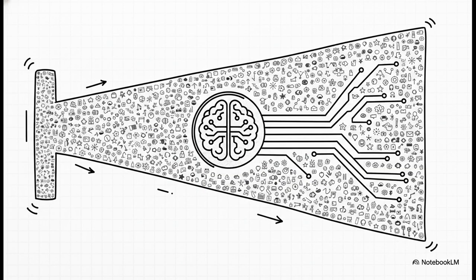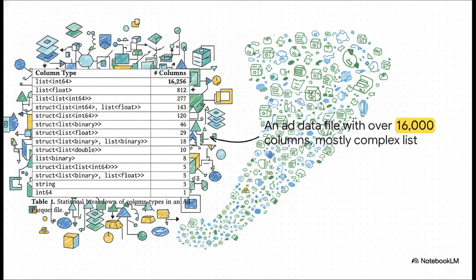All right, that's one problem. But there's another, and this one has to do with just how complex AI has become. To get those hyper-personalized recommendations, the machine learning models need to look at a staggering number of different data points, or features as they're called, for every single thing you do on the app. And I mean, we're not talking about a simple spreadsheet with 10 columns. Just look at this. A single file used for training an ad model can have more than 10,000 columns.